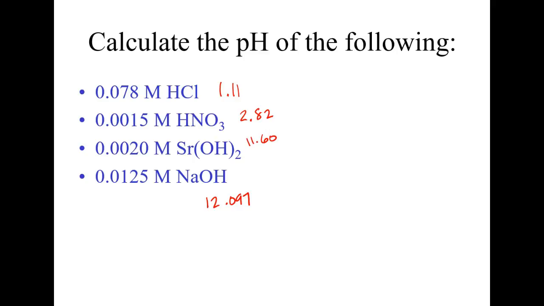Make sure you check the third one. In the third example, since there are 2 hydroxide ions in this one, I would take 2 times 0.0020 to get a concentration of hydroxide of 0.0040, and then take the negative log of that, and then subtract from 14 since it's a base. That one had a pH of 11.60. The last example has only 1 hydroxide ion, and so you would take the negative log of 0.0125 and subtract it from 14. But because the concentration has 3 significant figures, the pH should have 3 decimal places.